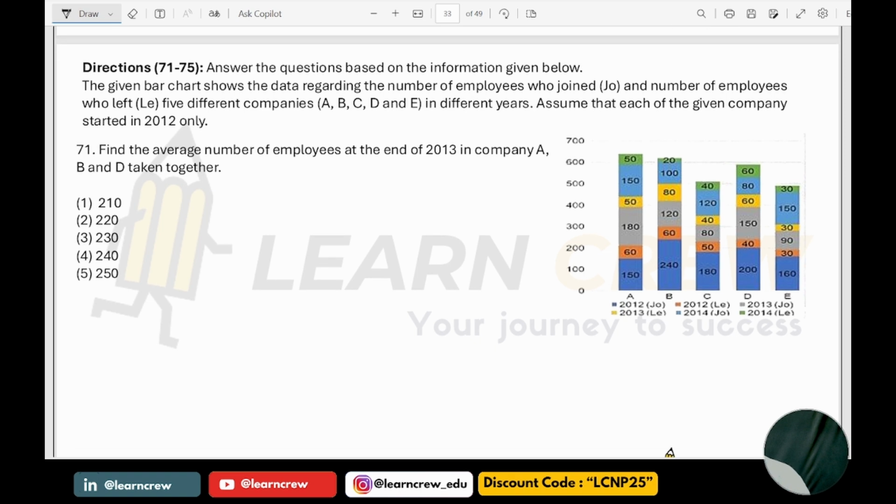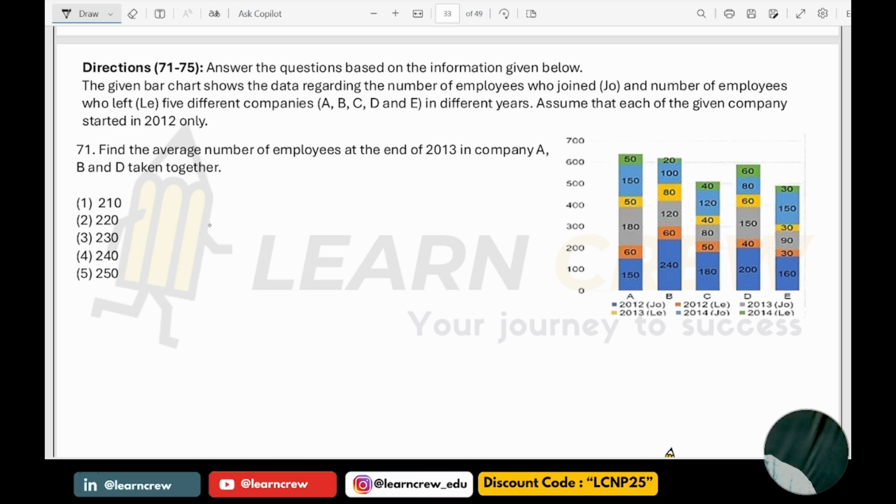Now 71 to 75. So here what is given? The given bar chart shows the data regarding the number of employees who joined, JO, and the number of employees who left, LE, in 5 different companies A, B, C, D, E in different years. Assume that each of the given companies started in 2012 only. Find the average number of employees at the end of 2013 in companies A, B and D together.